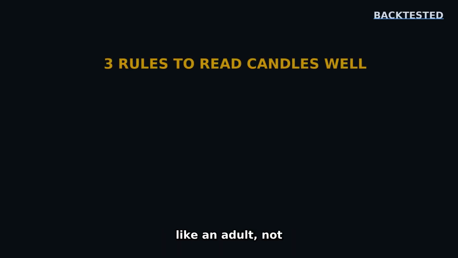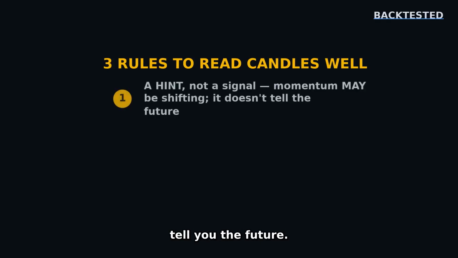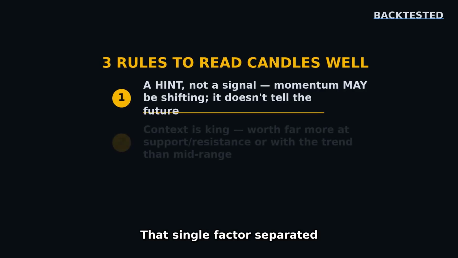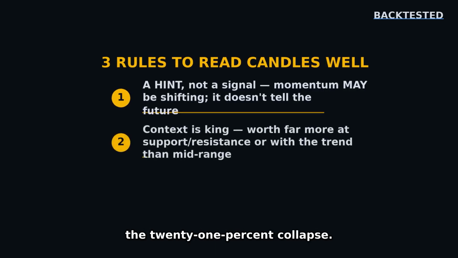So 3 honest rules, so you read these like an adult, not a gambler. 1. A pattern is a hint, not a signal. It says momentum may be shifting, it does not tell you the future. The data just proved that. 2. Context is king. The same pattern means far more at a support or resistance level or in the direction of the trend than floating in the middle of a range. That single factor separated the 10% bounce from the 21% collapse.